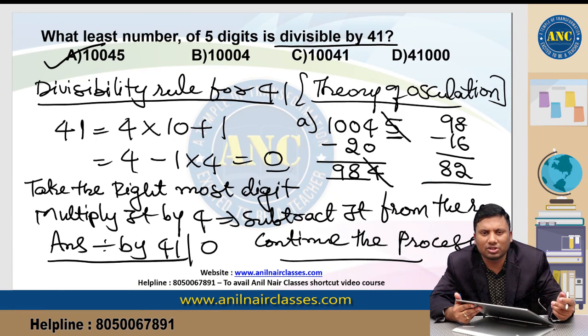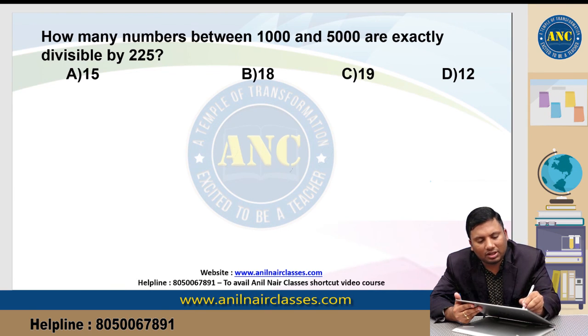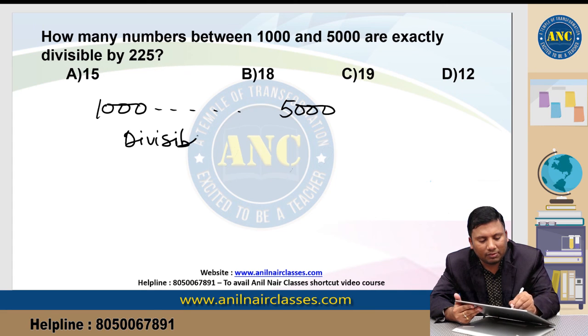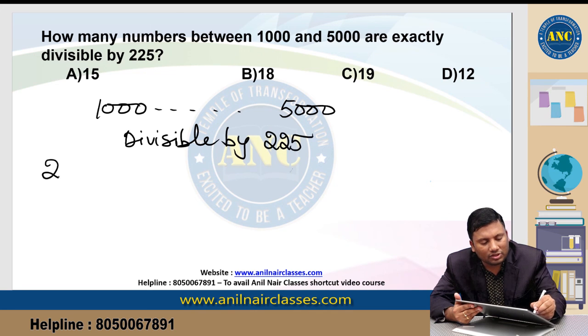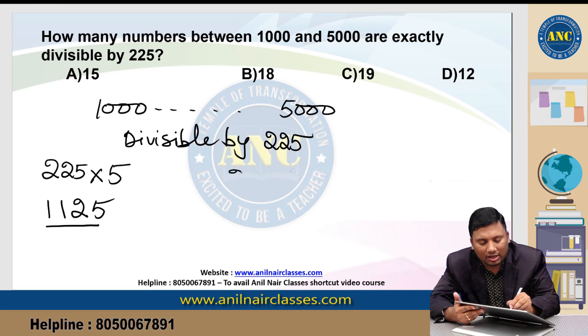We will do as many questions as possible based on the divisibility rule. How many natural numbers between 1000 and 5000 are exactly divisible by 225? Now if you see, 225 5s are 1125, which is the first number. Let us check.